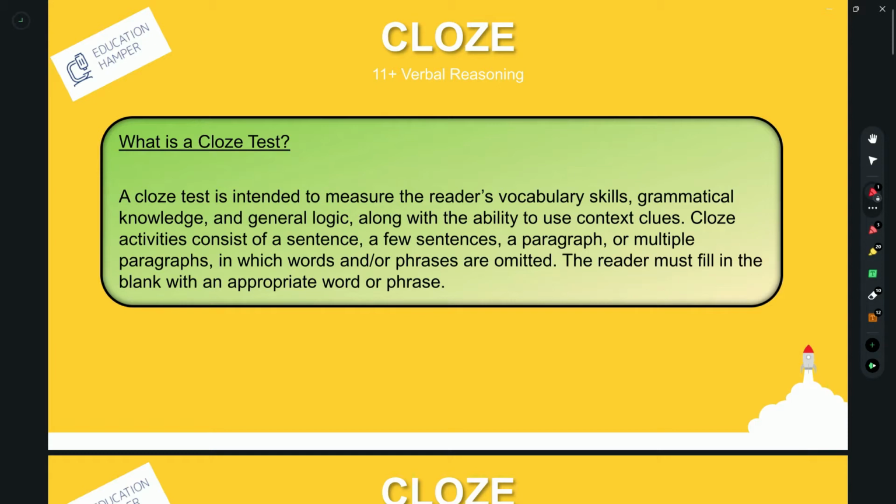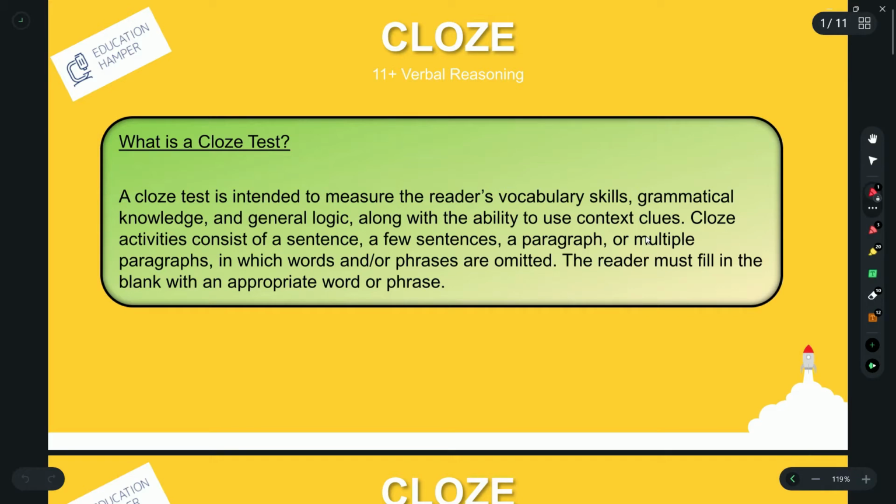Here we're going to be going through the Cloze 11 plus verbal reasoning. So I think the first thing we'll discuss is what is a Cloze test. A Cloze test is intended to measure the reader's vocabulary skills, grammatical knowledge and general knowledge, along with ability to use context clues. In the examples we're going through, we're going to have a sentence with a word missing. 5 options will be given to us and we will have to figure out which is the best fit for that missing word.